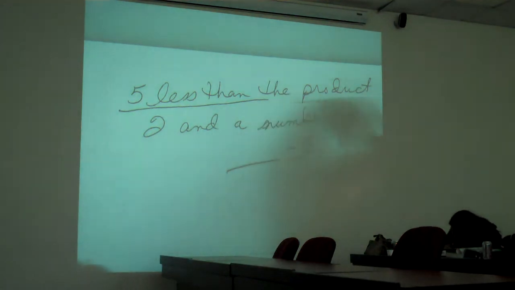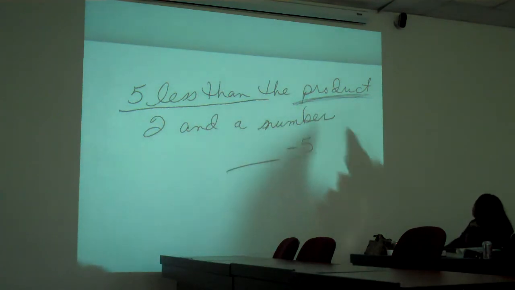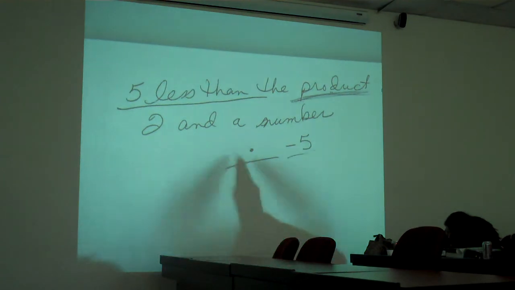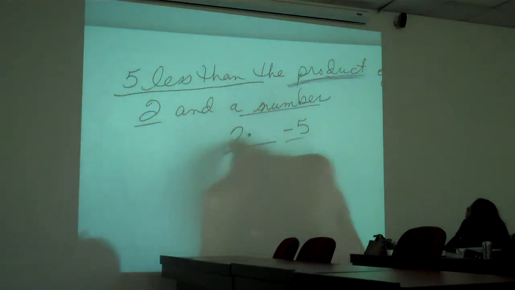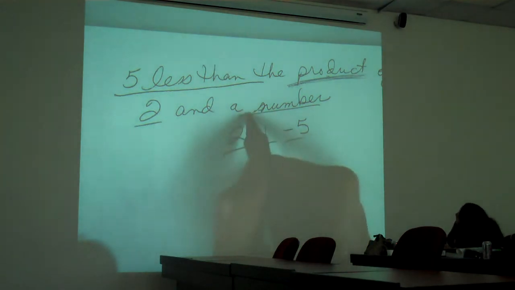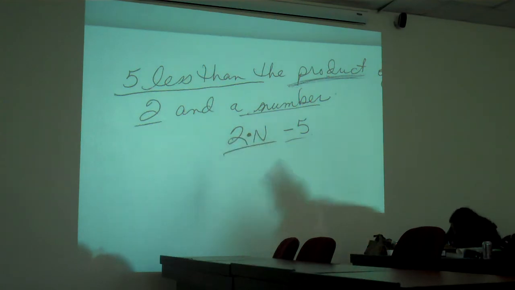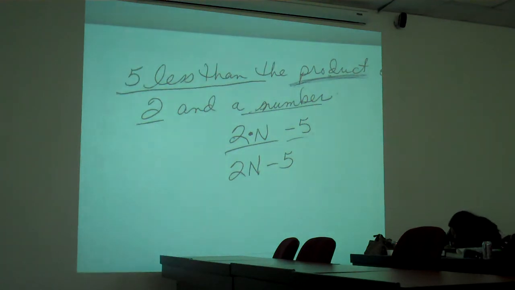Okay, the product is multiply. Add, subtract, multiply, divide. The product is the answer when you multiply 2 numbers. So you're multiplying something and something. Okay, 2 and a number. So you could put 2 in or 2x, any variable for the number. And if it's multiplied, you don't even have to put a multiply sign. You could just put 2n minus 5.